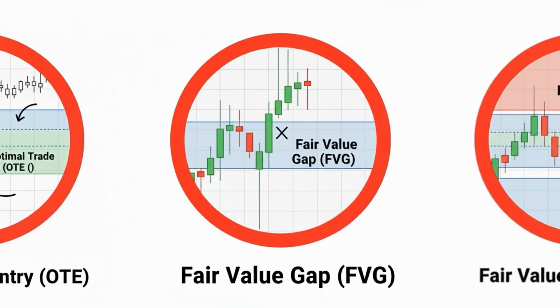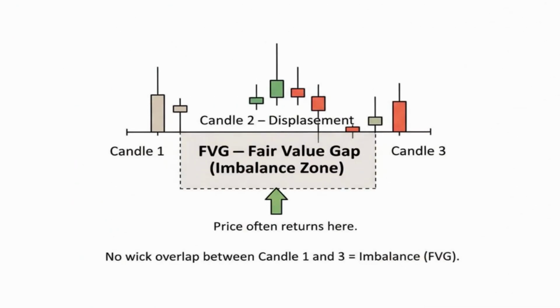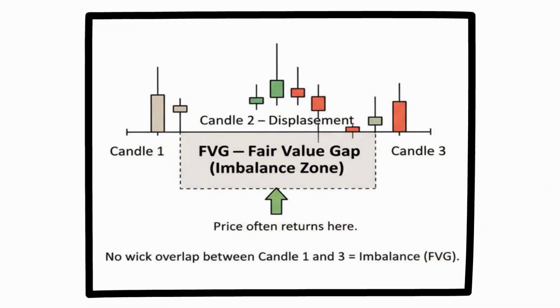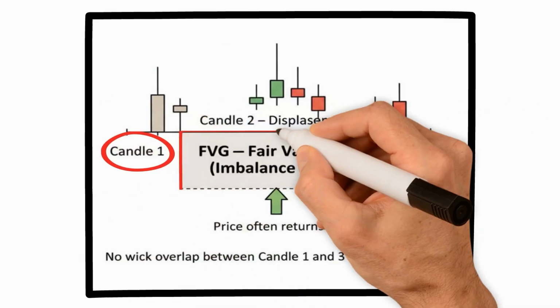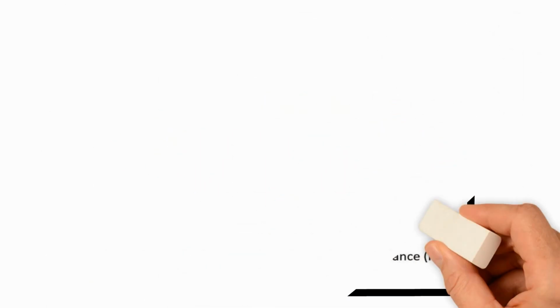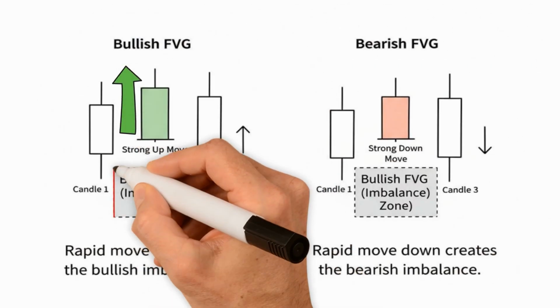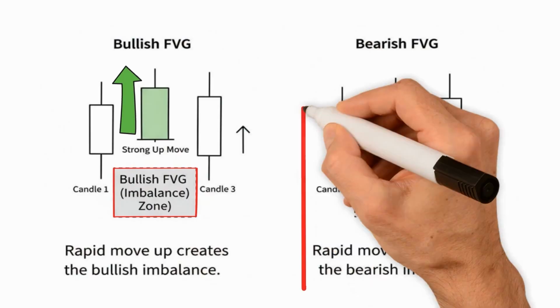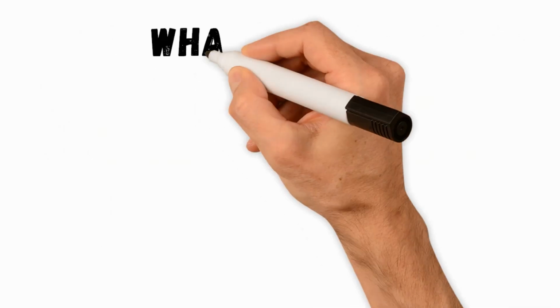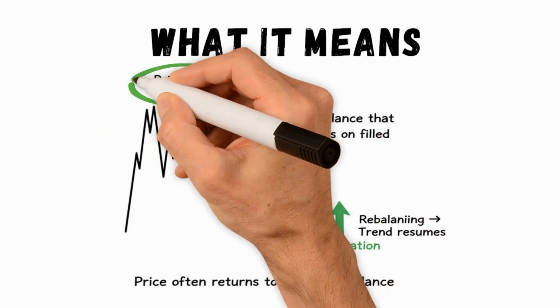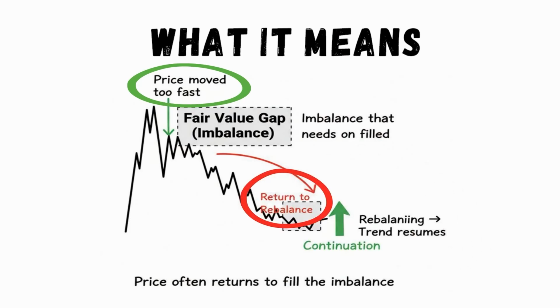Fair value gap, FVG. A fair value gap is a 3-candle pattern that reveals an imbalance. If the first candle's wick doesn't overlap with the third candle's wick, the gap between them is the FVG. A bullish FVG forms when price rapidly moves up, creating a gap between candles. Bearish is the opposite. What it means: it's a sign that price moved too fast and may return to rebalance.